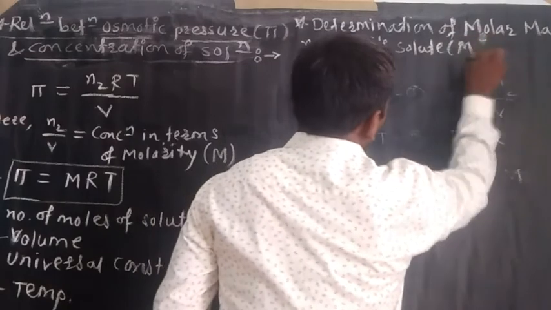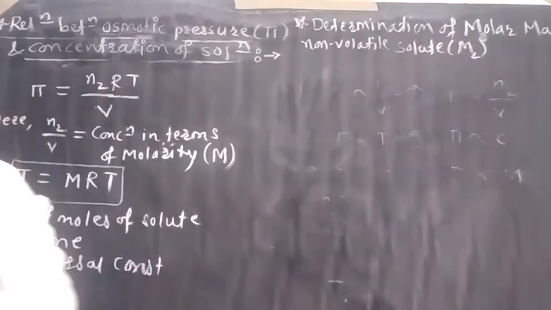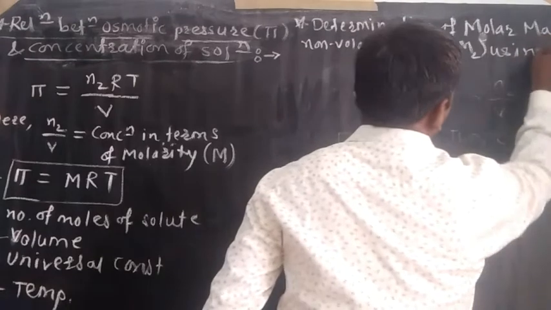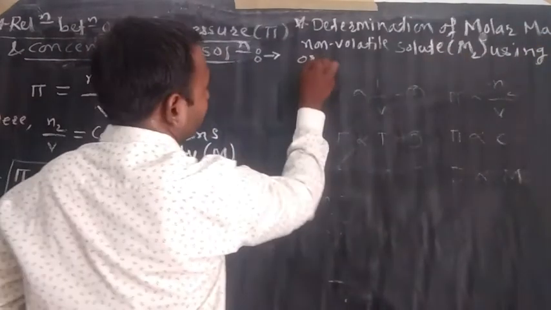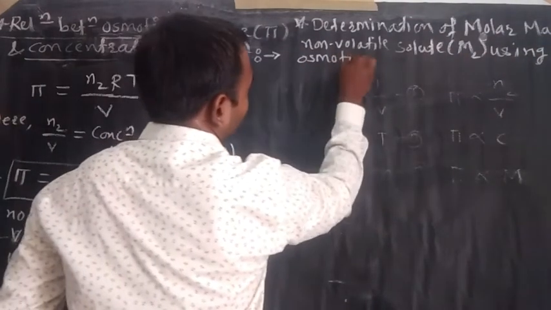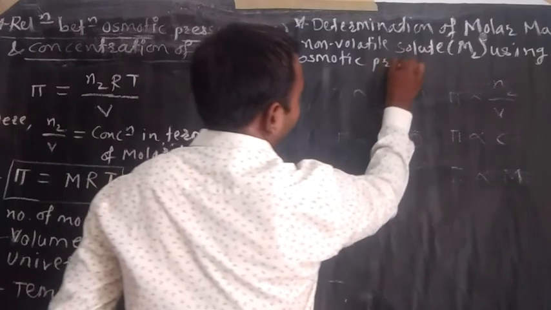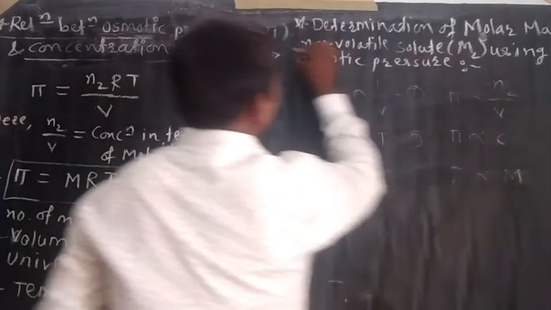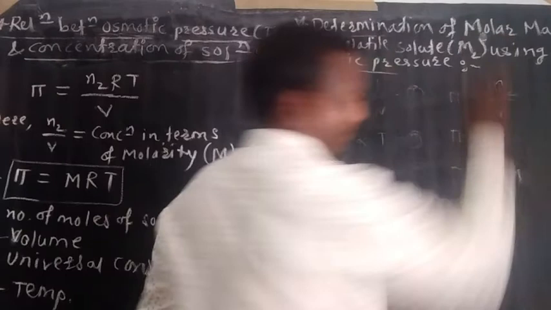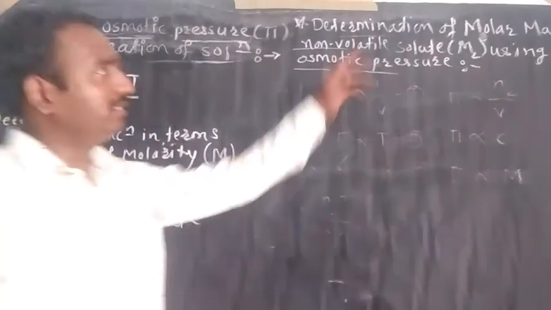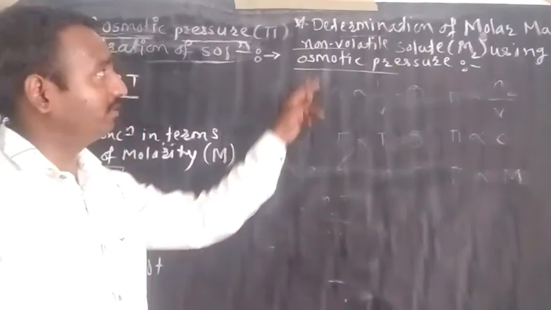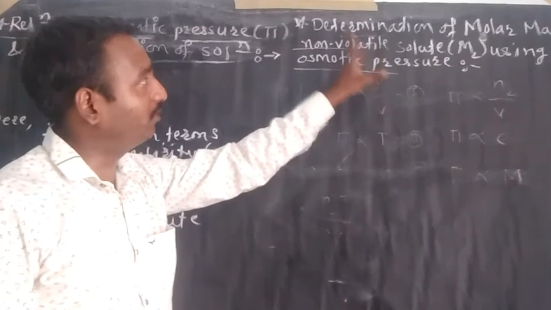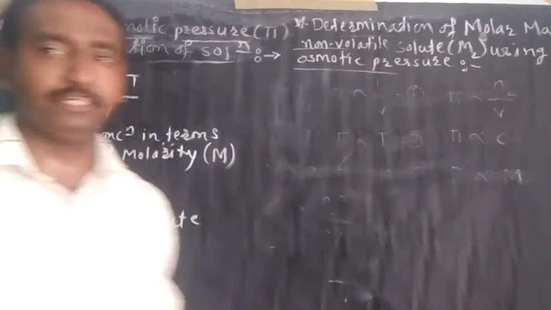That is M2, using osmotic pressure. How to calculate the molar mass of the non-volatile solute using osmotic pressure? For that there is also one mathematical expression, and that is nothing but the relationship between molar mass of the non-volatile solute and osmotic pressure.